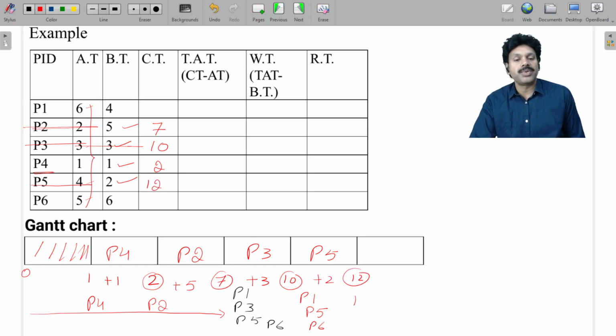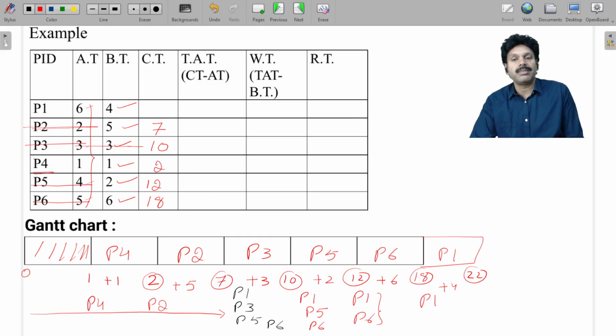Then only two other processes are left, P1 and P6. Among them, which process has come earlier? P6 has come earlier, so let us process P6. P6 is executed for 6 units of time, so by 18 it got completed. The only process left is P1. So P1 is scheduled now and it requires 4 units of time. By 22, it gets completed.